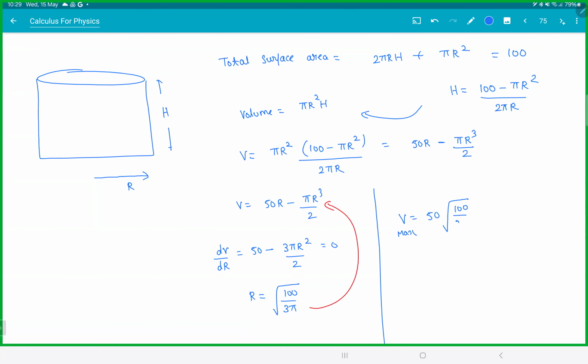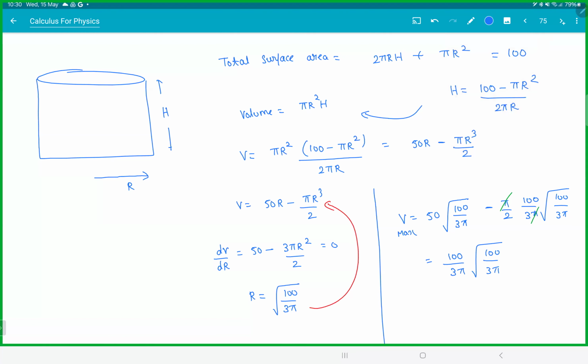So simply take this and put it in this function. 50r, which is 100 by 3 pi, minus pi by 2, 100 by 3 pi by root over 100 by 3 pi. Pi will cancel. That is 50 by 3. 50 minus 50 by 3 is 200 by 3. So 100 by 3 pi root over 100 by 3. I hope I didn't mess up the calculations. This pi will cancel. That is 50 by 3. 50 minus 50 by 3. Yeah, that looks right. Check.